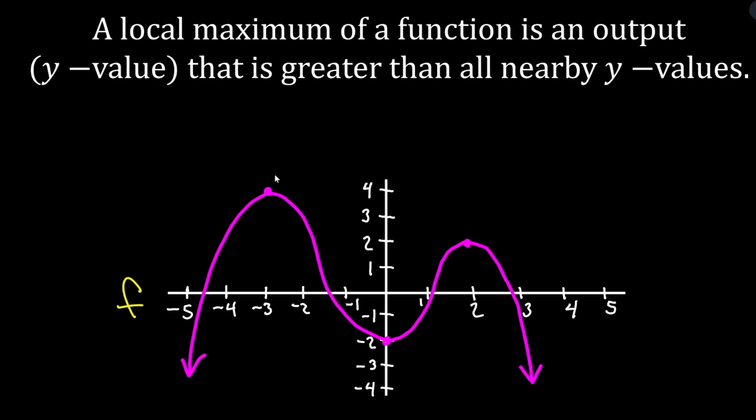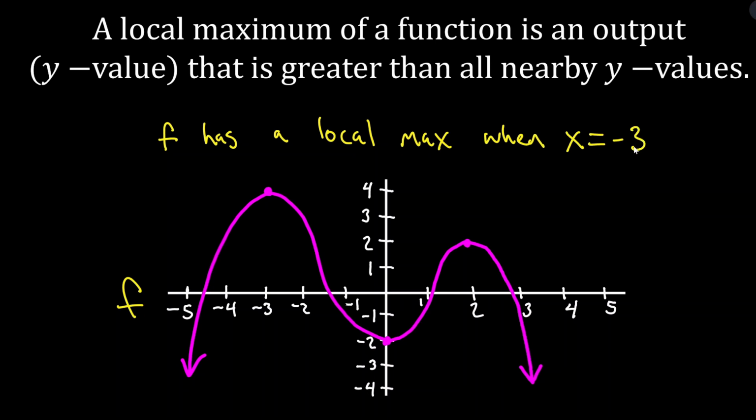So there's a couple different ways we can describe this local maximum here. We could say the function f has a local max when x equals -3. And I want to write this out because I want to show why I don't like this. Here's why. We're stating the location of the local max, but we're not stating what the max value is. We're just telling you where it is. So if I'm asked to identify the local max, I've only identified where it is, not what it is, so I don't like this. We're missing a really important piece of information here.